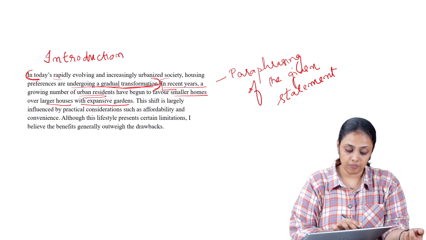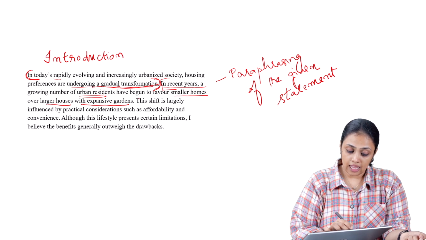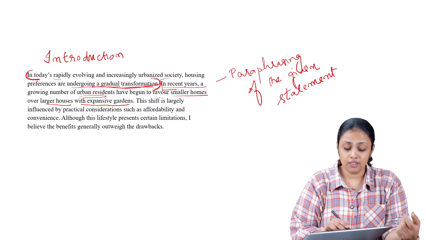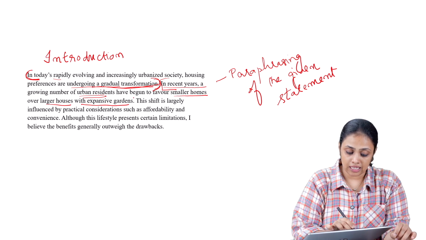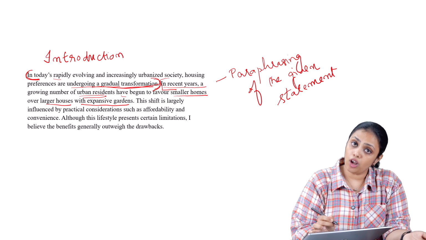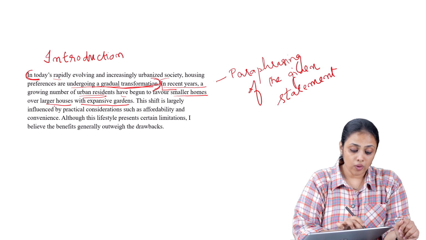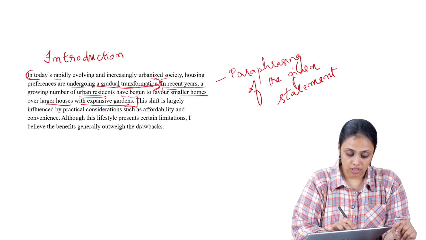For instance, instead of cities, it has been mentioned as urban. Instead of people, residents have begun to favor. They live in small houses rather than big houses. It has been put as have begun to favor smaller houses instead of bigger houses. That is also fine. Over larger houses with expansive gardens. So this is the background statement.